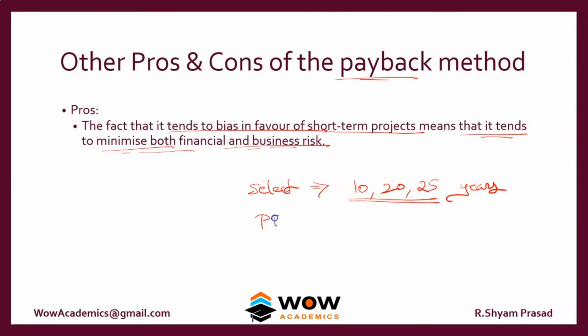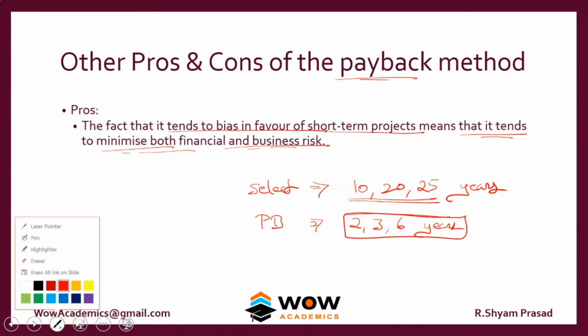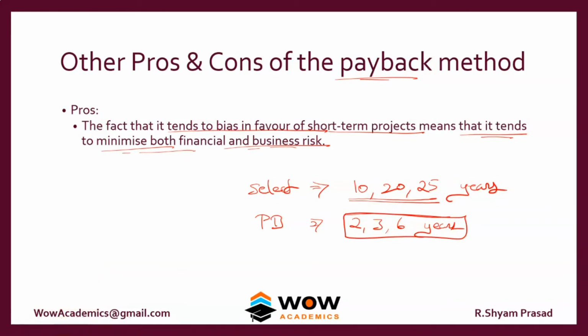If you use payback and then select, you might select projects which are 2 years payback, 3-year payback, or a 6-year payback. So now what happens is you select projects which are short term oriented and liquid in nature. So this method tends to favor projects which are liquid in nature. So a company will always have a good liquidity.